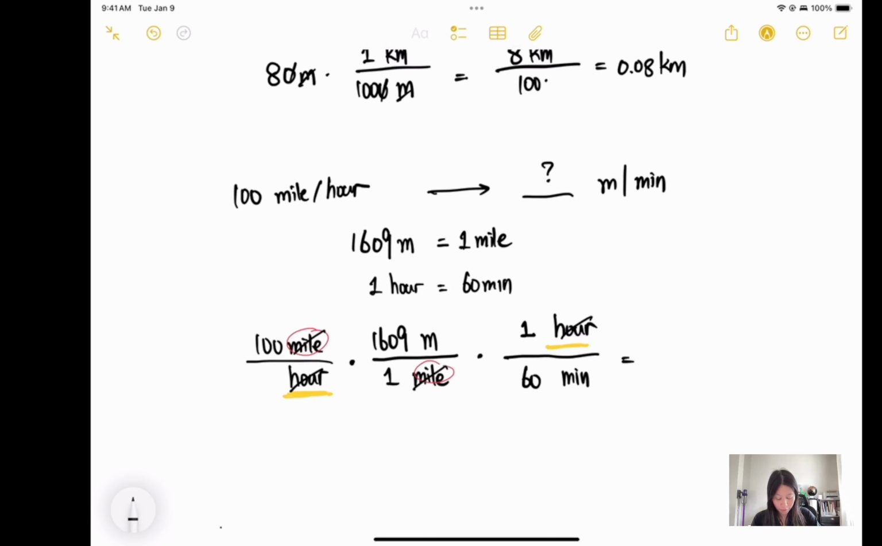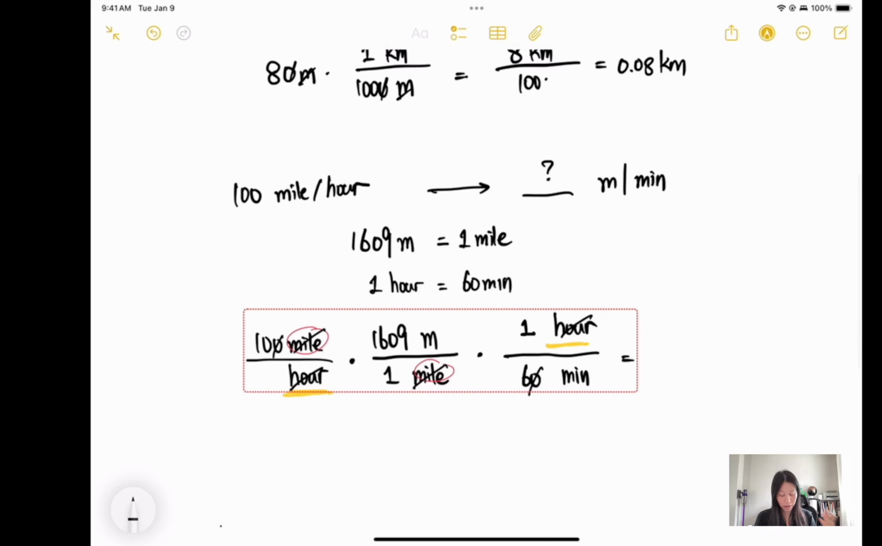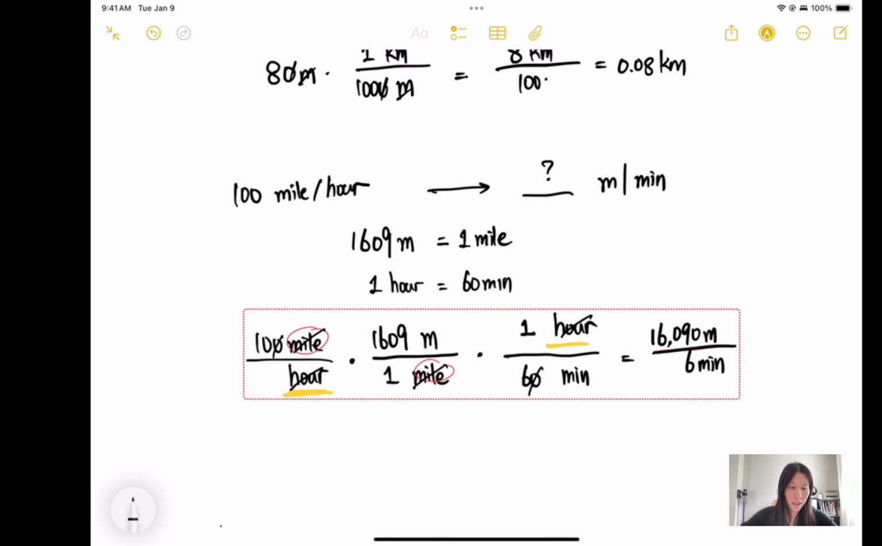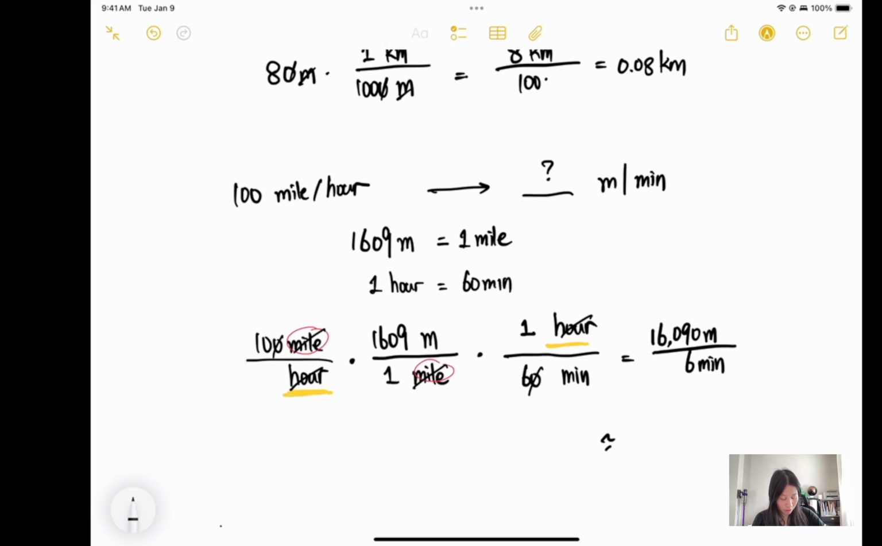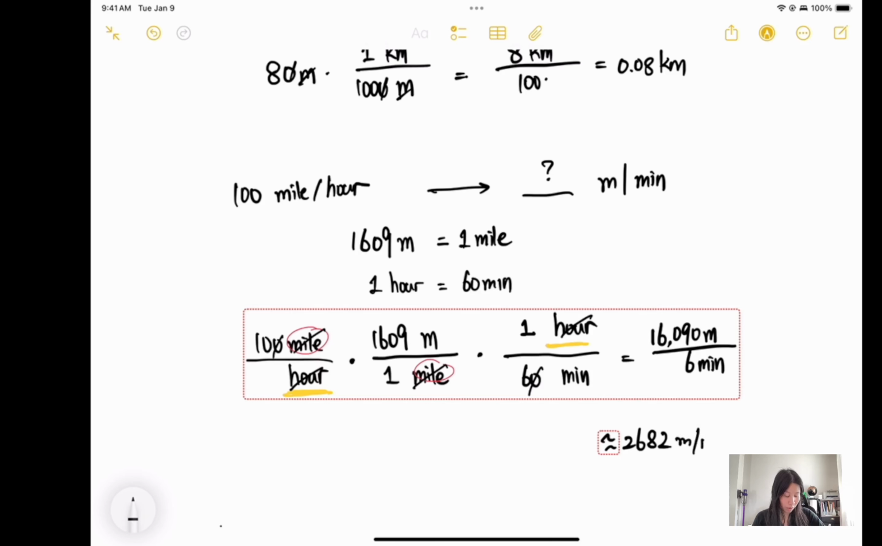So I have 100 divided by 60. I get rid of the 10, so now I have a 10. So the total would be 16,090 meters over 6 minutes. And now we can simplify it with our calculator. Let me calculate that. The answer is approximately 2,682 meters per minute. Yeah, so that's the conversion.